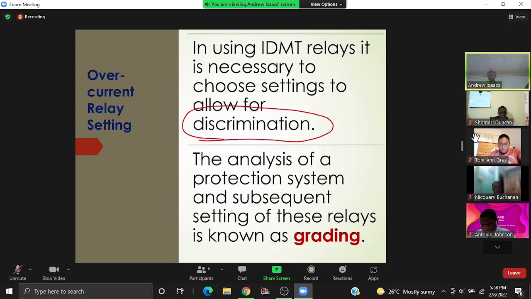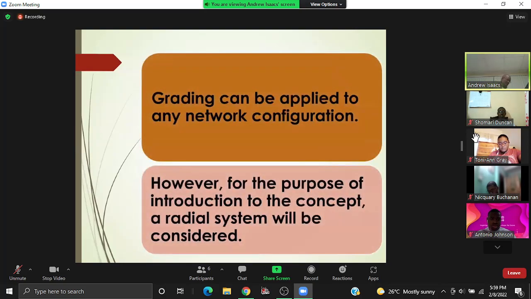And by the way, this is something that you will have to do. That's why I'm teaching it so early. Okay, it's going to come up in your lab. It's going to come up in your project. All right? So you'll have to make these settings. So we're going to go through the grading exercise. Now, we can apply it to any configuration. Of course, as the configuration changes, the task of grading becomes a little more difficult. When you reach utility, they will go through their steps in terms of grading. But for now, I'm going to just introduce you to a very simple radial system in terms of the calculations.